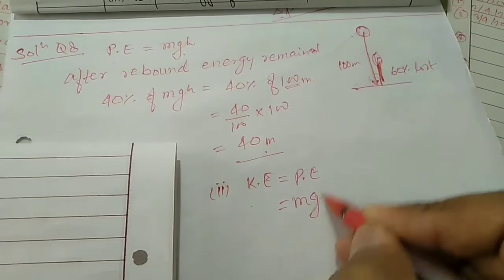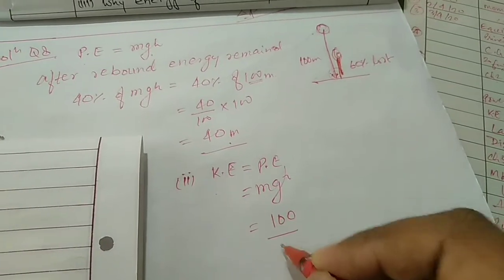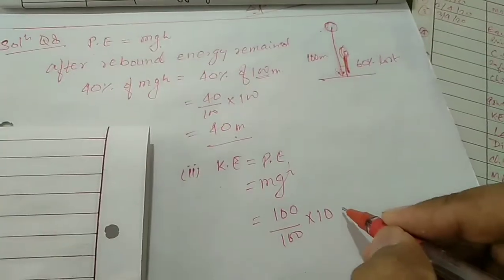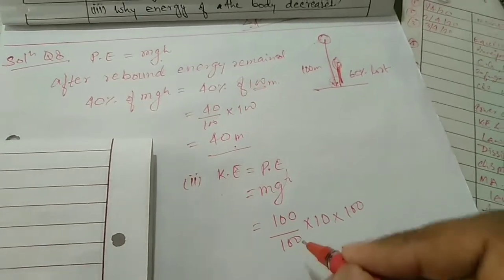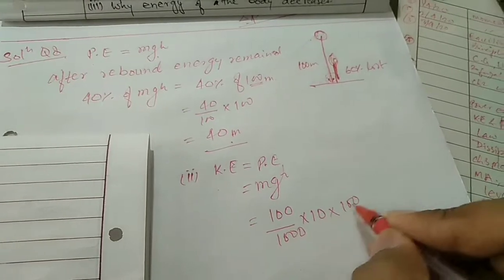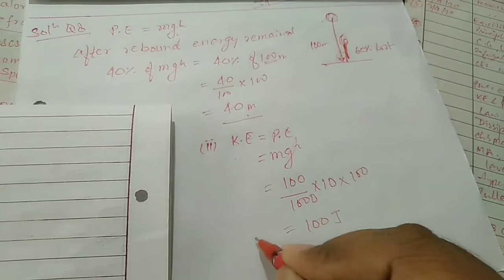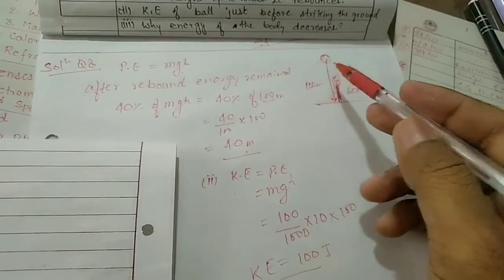Potential energy is equal to mgh. The mass of the body is 100 gram, so you have to write in SI units: 100 upon 1000. The value of g we can take as 10, and the value of h is 100 meter. So 100 is cancelled, this is 1000. Sorry, 1000 cancelled, only 100 remains. So 100 joule. This is the kinetic energy before striking the ground, and the same will be the potential energy at the top.